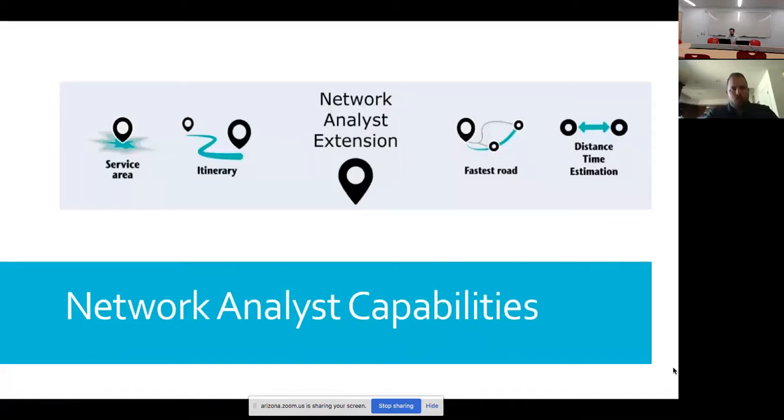Here's just a graphic that shows a little bit more about what the Network Analyst extension is capable of: service areas, itineraries or routes, fastest road, quickest trip, and distance time estimation. This project focused just on the service area.